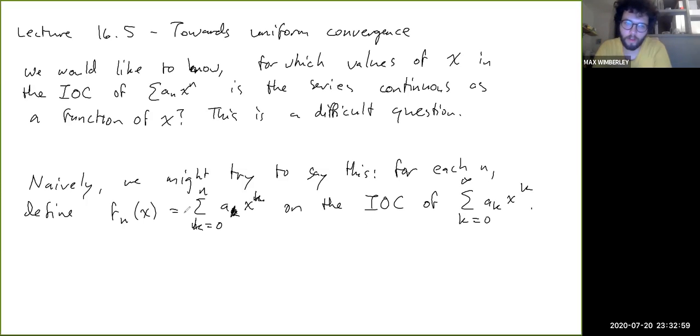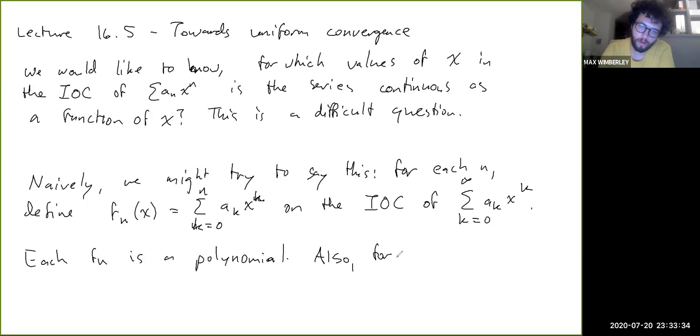Right? So of course, each f_n is a polynomial. So each f_n, you could define on all of R, okay? But we don't care about values of x that don't end up being in the interval of convergence of the final series, right? So the final infinite series has this interval of convergence, which might be smaller than R. So we only care to define each f_n on those intervals, okay?